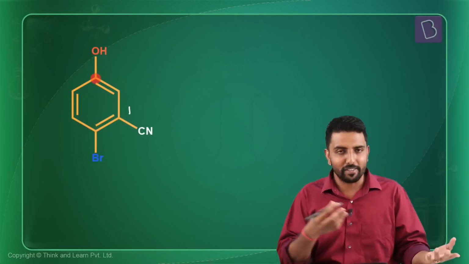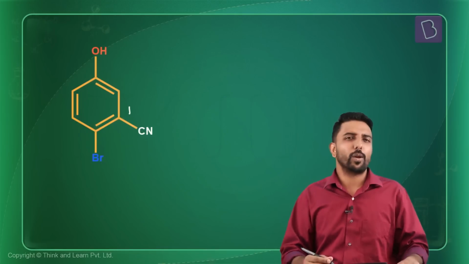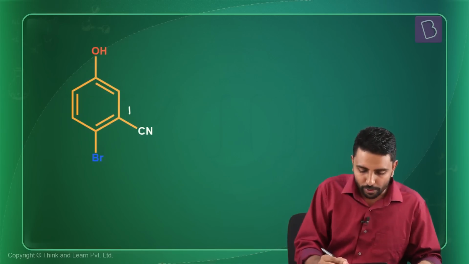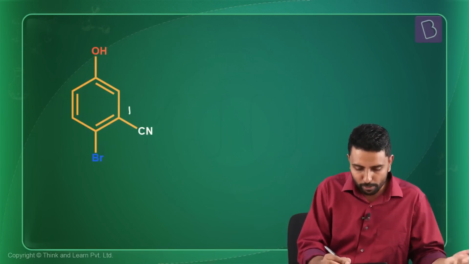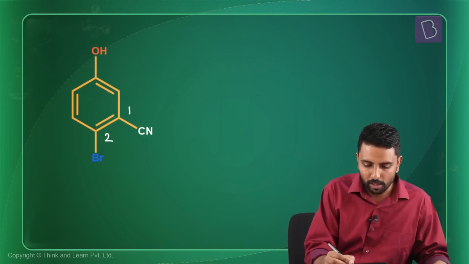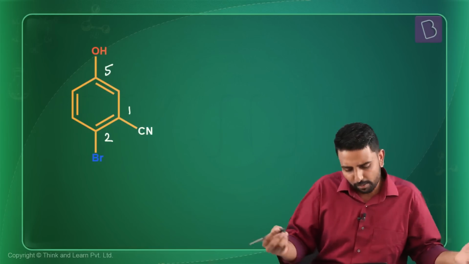So between 1, 2, and 5, and 1, 3, and 6, which has the lowest set of locants? It is definitely going to be 1, 2, and 5. So we number the carbon bearing the bromine atom as number 2, and the carbon bearing the hydroxyl group as carbon number 5. So how do we name this compound? Let me just write it out for you.